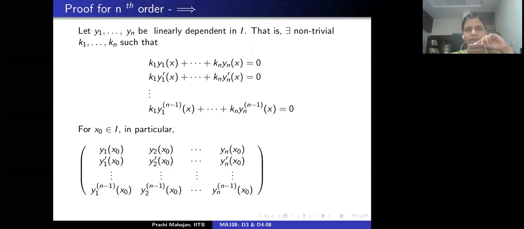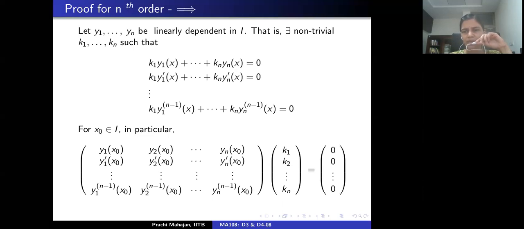So what is it that we are going to do? Let's fix some point in the interval I, let's call it x0 temporarily, and let's write down the above system of equations in matrix format. So what is this saying? If you look at this matrix, that's what you see at your end, this applied to this column vector k1, k2, ..., kn gives you the zero vector, correct?